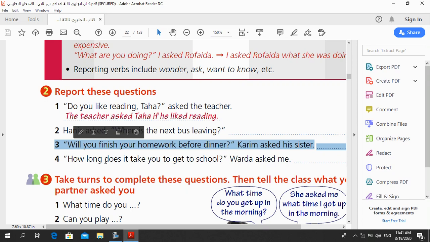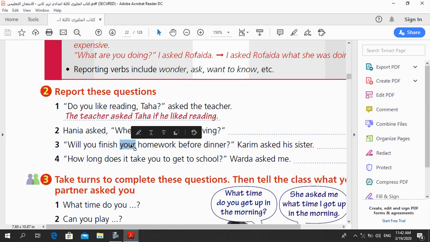Will you finish your homework before dinner? Kareem asked his sister. So Kareem asked his sister if, because this is a yes or no question. So Kareem asked his sister if she would. Will is converted to the past form, which is would. If she would finish her homework before dinner. How long does it take you to get to school? Ward asked me how long it took. This is take in the present, so it took me to get to school. Ward asked me how long it took me to get to school.